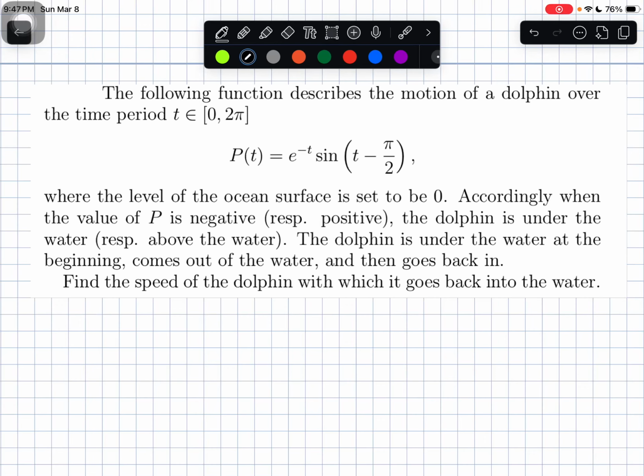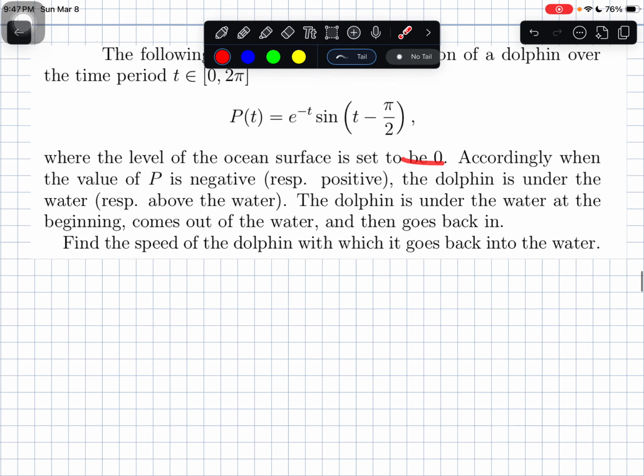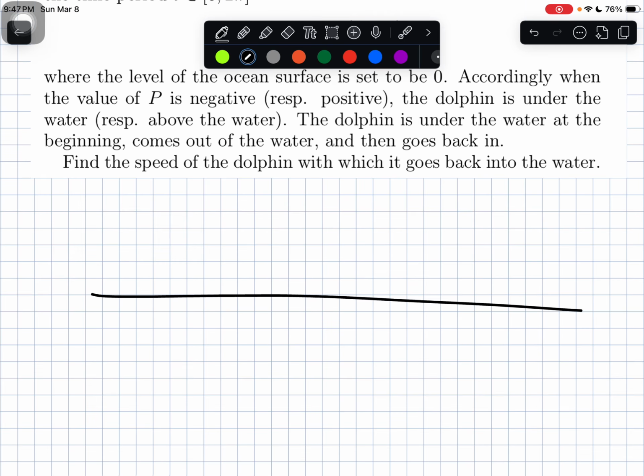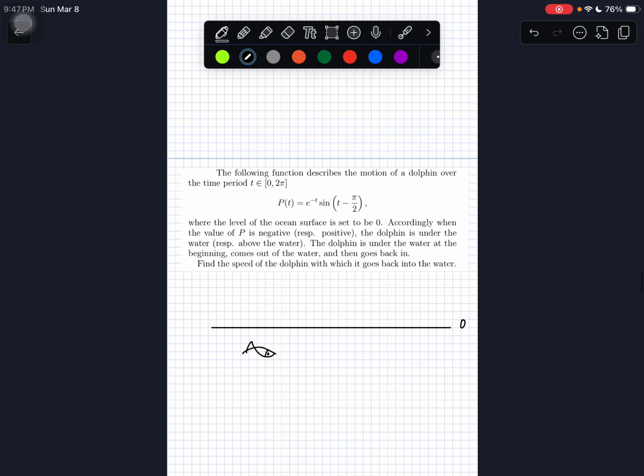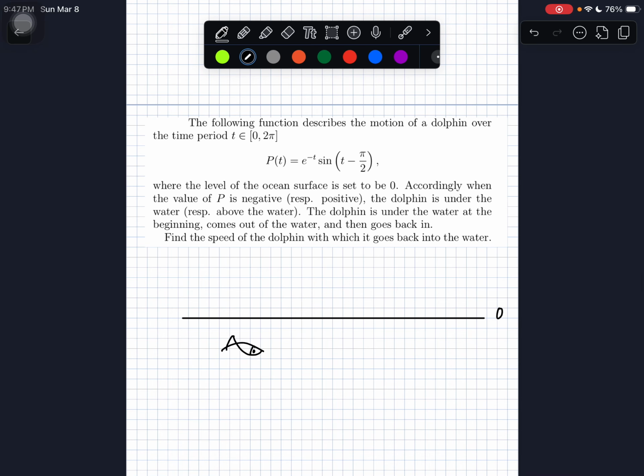The following functions describe the motion of a dolphin over time t in 0 to pi. P of t, the position of the dolphin, is e to the minus t times sine of t minus pi over 2. The level of the ocean surface is said to be 0. So we have the surface level here, 0 here. The dolphin, I just draw a fish here, and then it is under the water now.